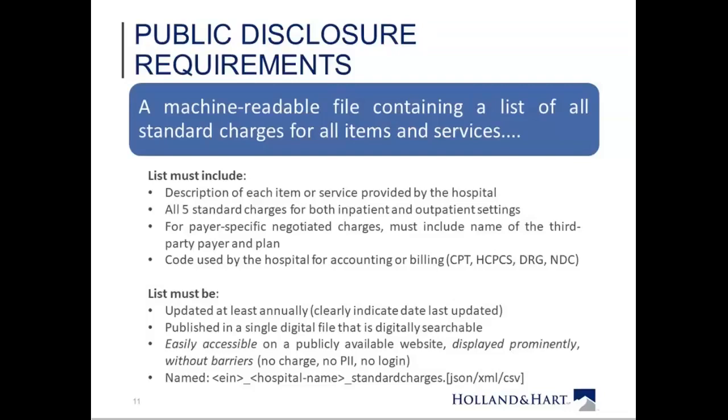The list must also be easily accessible on a publicly available website, displayed prominently, and without barriers. I've italicized these because while they're not defined in the regulation, the rule did set forth their interpretation of what these terms mean. Easily accessible means it's going to be presented in a machine-readable file that's searchable and on a website that can be accessed with the fewest number of clicks.